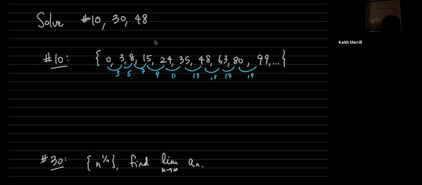19. I might have also thought to check whether it was a geometric sequence, but of course you'll see immediately that it is not. In particular, 3 divided by 0 would be a kind of problematic ratio to take, but 15/8 is not the same as 8/3. So I do see a pattern here.